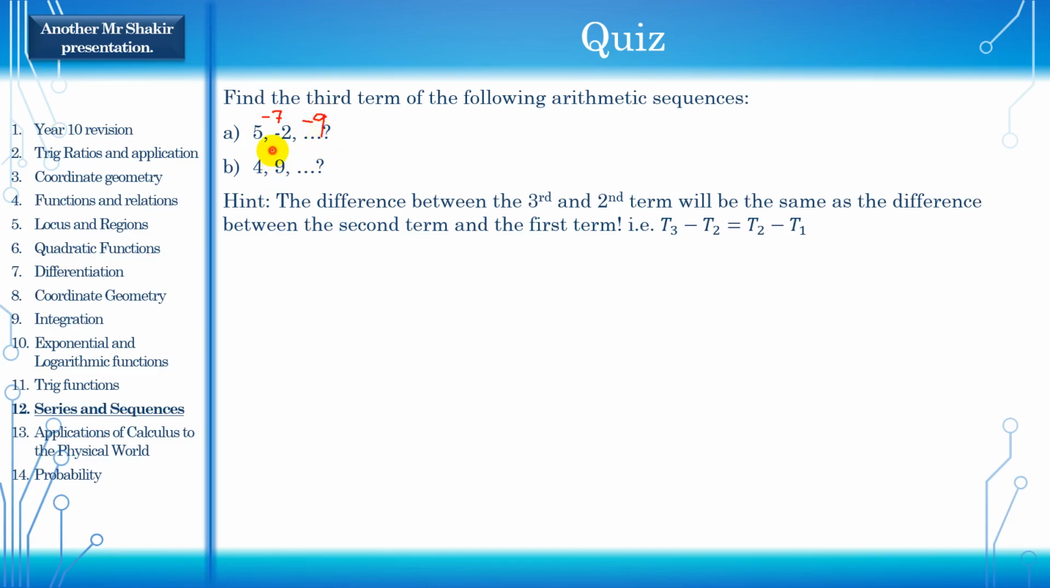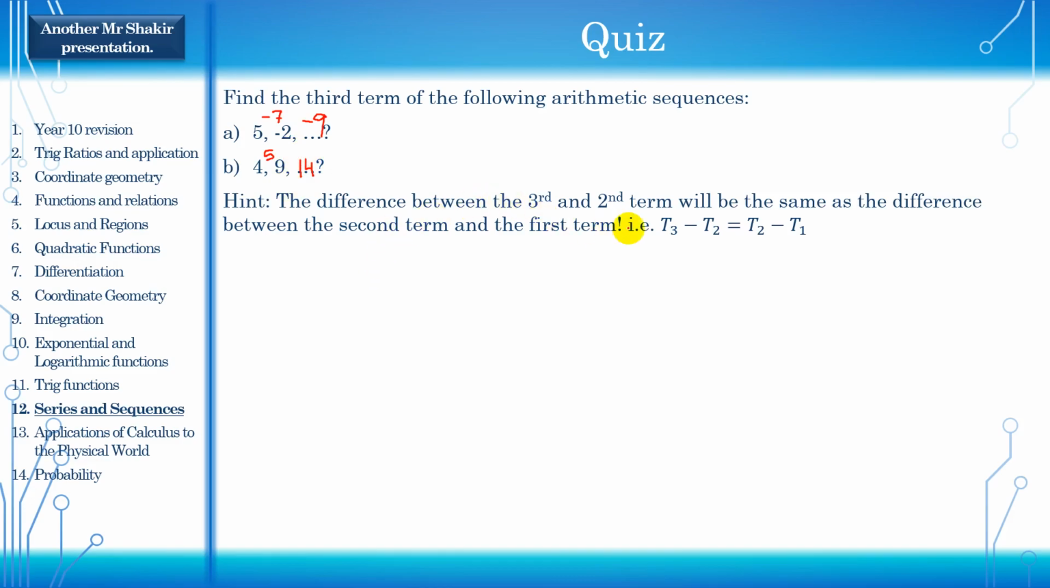4 to 9, it was adding 5. So 9 plus 4 is 13. Wait, 9 plus 5. Oops. Hang on a second. Sorry about that. Alright, so it went up by 5. So 9 plus 5 is 14. So we're supposed to add 5 there.